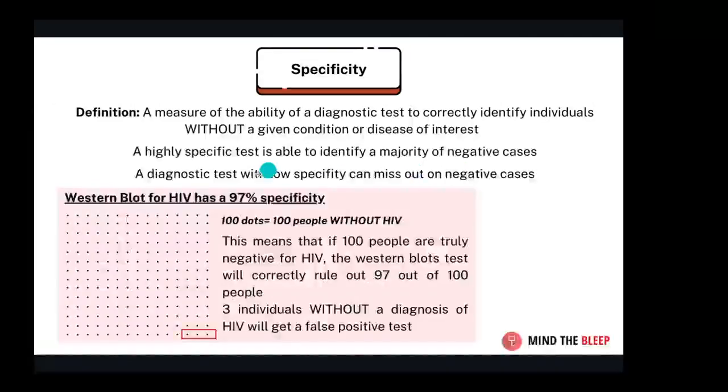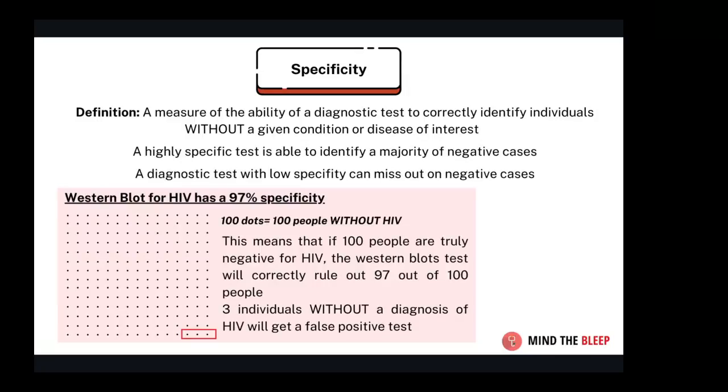Again, HIV, but this time we're looking at specificity with a Western blot test. Specificity is a measure of the ability of a diagnostic test to correctly identify individuals without a given condition or disease of interest. A highly specific test is able to identify a majority of negative cases, and one that has low specificity can miss out on negative cases.